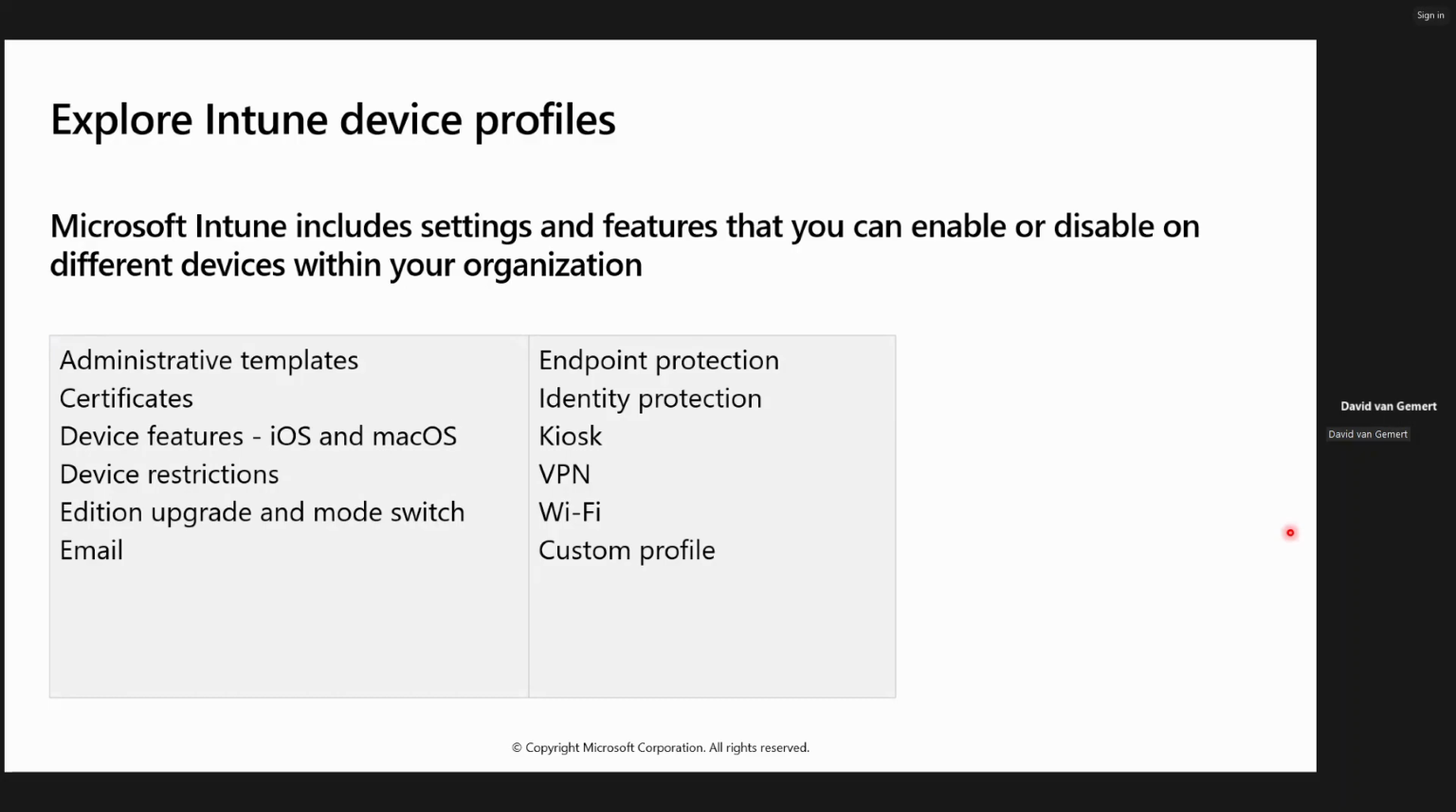So they mentioned there, Intune includes settings and features we can enable or disable on different devices within the organization. So I could have a Wi-Fi profile that I go and configure. So the user has the Wi-Fi profile configured on their device, they're able to access the corporate Wi-Fi. For a VPN profile, they can access our corporate data over a VPN. There's a whole bunch of different types of profiles that are already built into Intune.